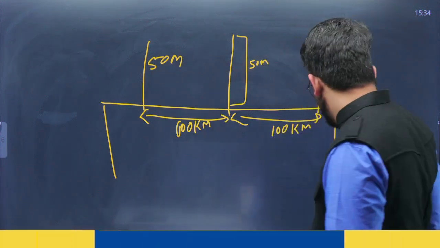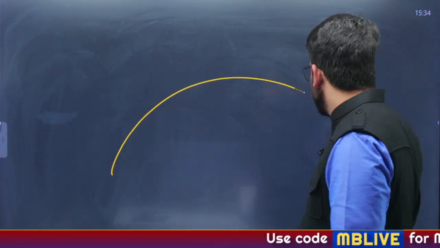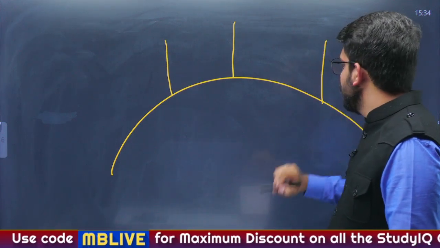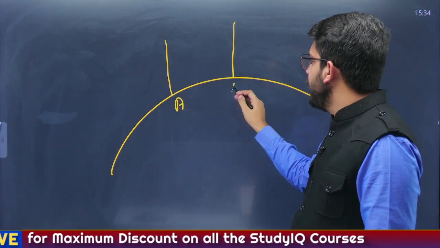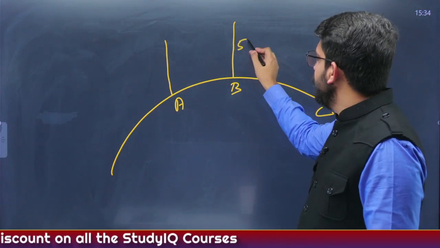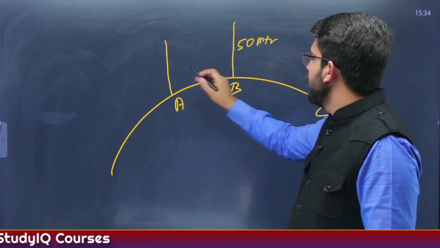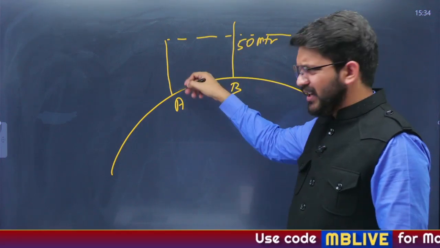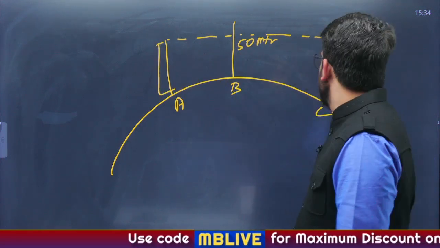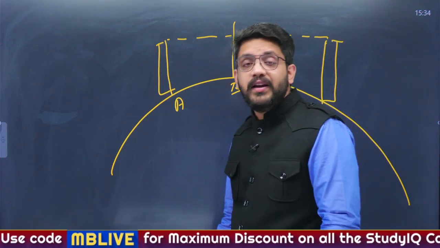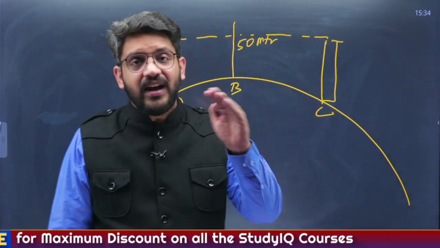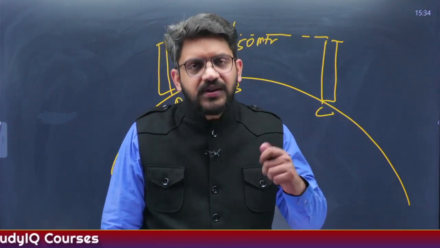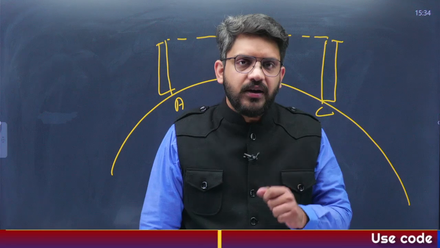But in reality what happened? In reality you will find this is the Earth, this is pole A, this is pole B, and this is pole C. If this is 50 meters, then you will find the height is lesser than 50 meters. Why? Because Earth has a curvature, and this curvature gives the evidence of the Earth's sphericity.